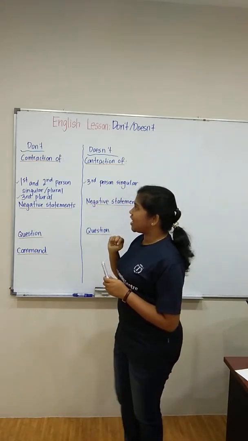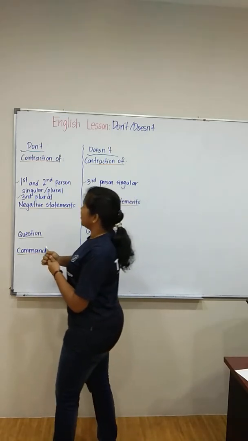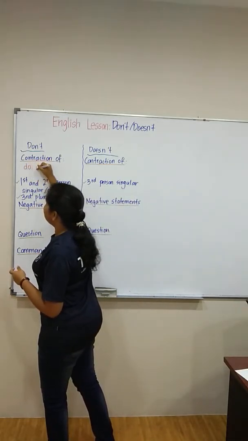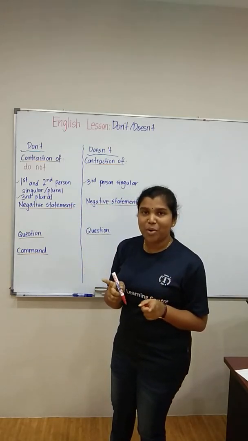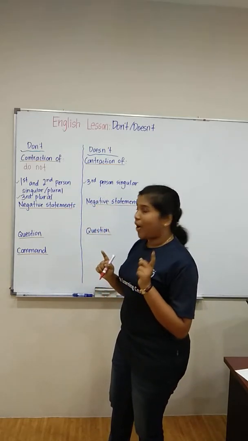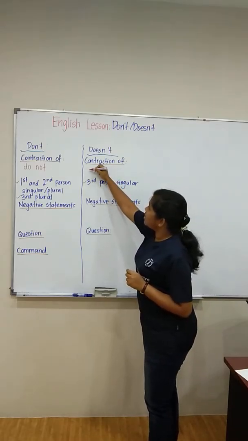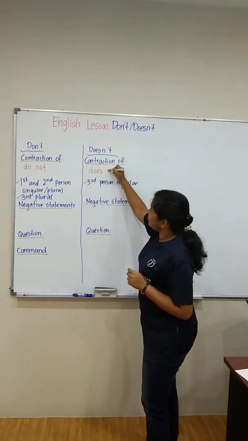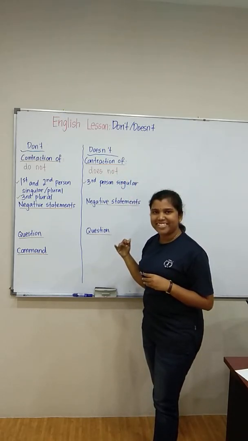So don't is a contraction of the words do not. I believe you know what the meaning of contraction is. It is the short form of do not, while doesn't is the contraction of does not. So we are still okay until here.